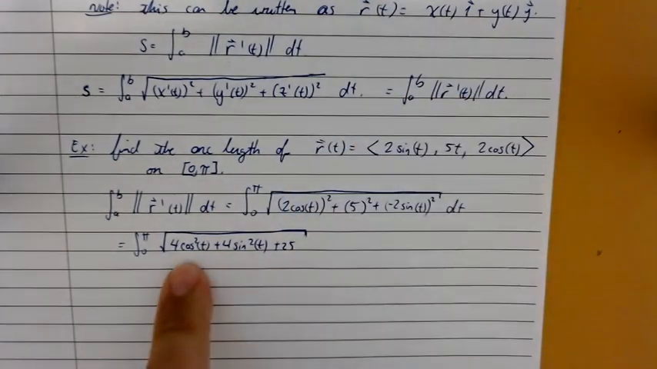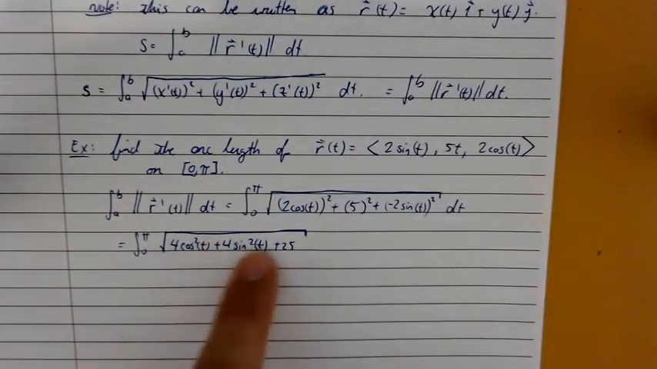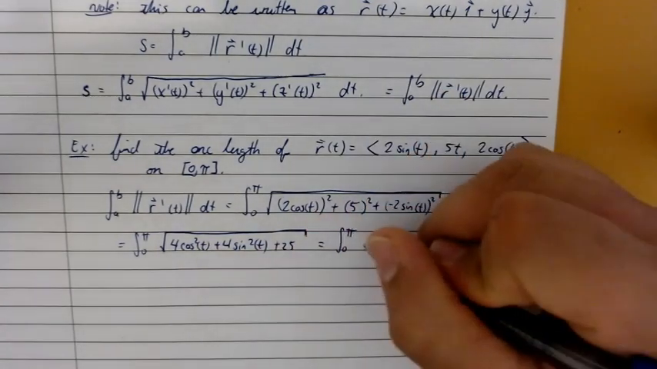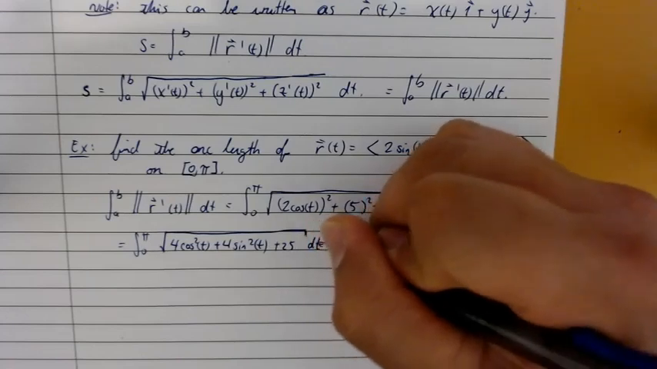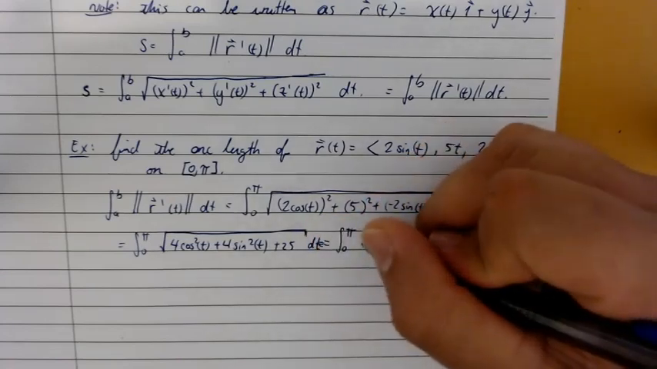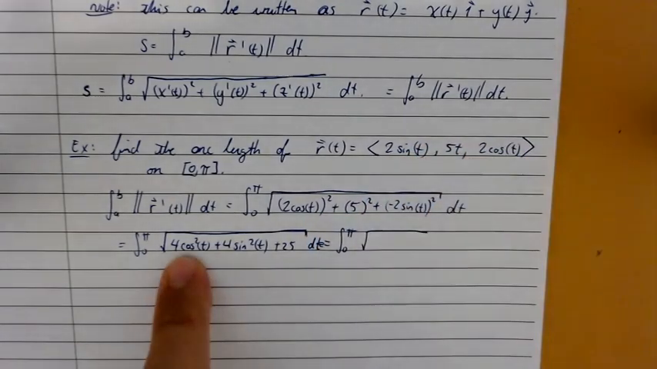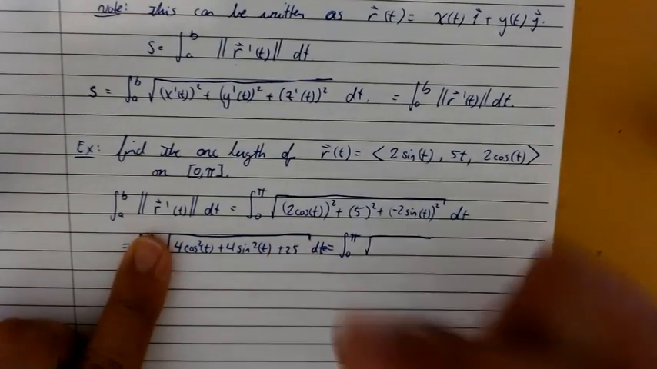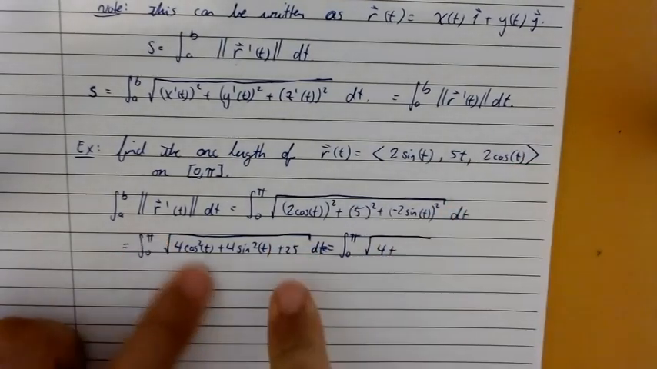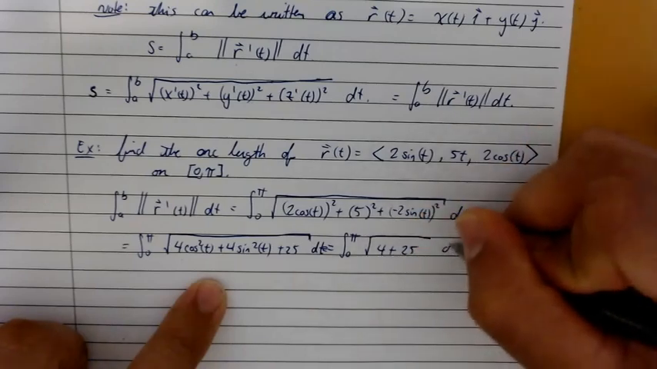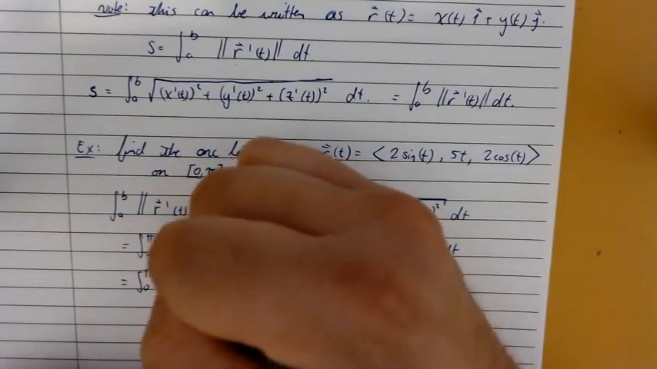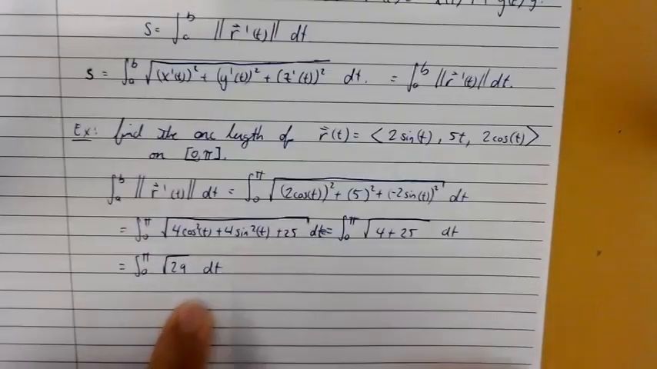Okay. But of course, we know that cosine squared of t plus sine squared of t is equal to 1. So here, that's the integral from 0 to pi of the square root of, if I factor out a 4, 4 times cosine squared plus sine squared of t, in other words, 4 times 1, which is 4, plus that 25 dt. So that's going to be the integral from 0 to pi of the square root of 29 dt, and now things are nice.